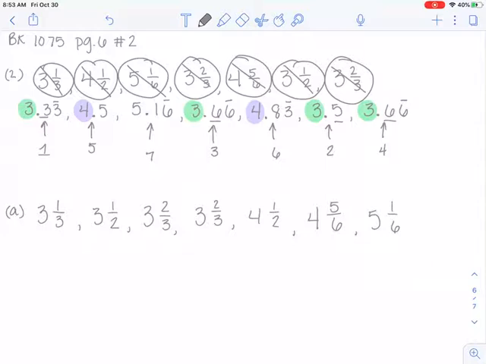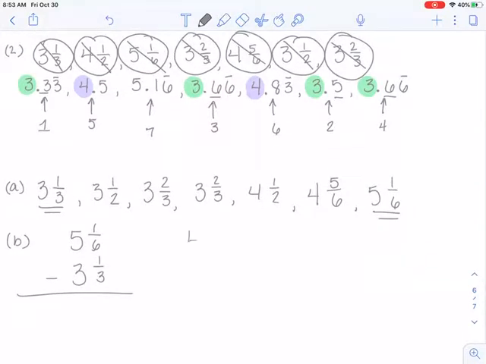Then to figure out the rest of them, the range, the median, mode, mean, I don't know what order they go in. Let me see your book really quick. So for letter B, we're looking at the range. The range is going to be our largest number minus our smallest number. So you will have 5 and 1/6 minus 3 and 1/3. You will have to find the least common denominator first. Once you do that, you can just subtract.